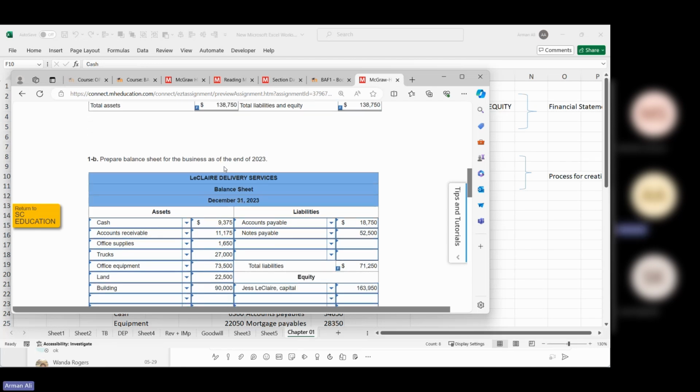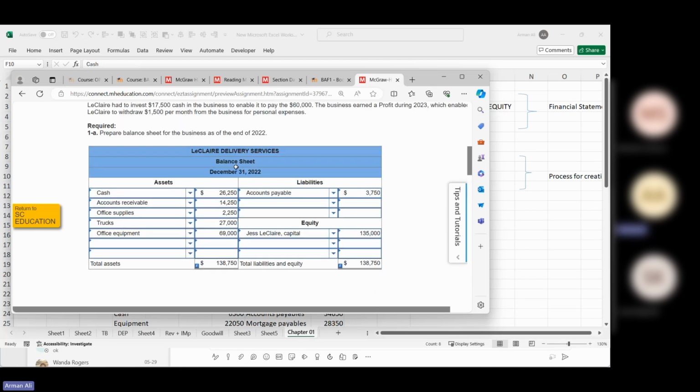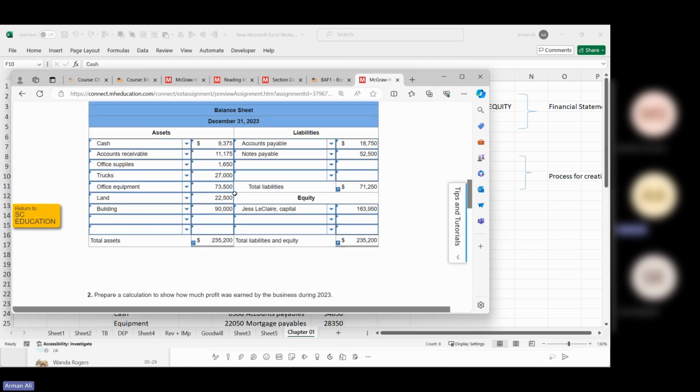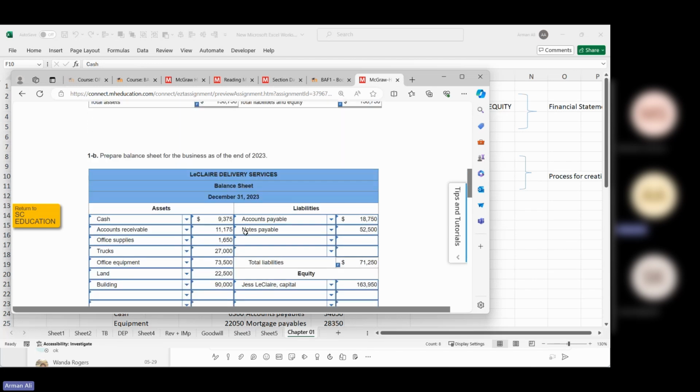Prepare balance sheet as at the end of 2023. So this is end of 2022. This is end of 2023. That's it. You just again have to do the drop down and identify.